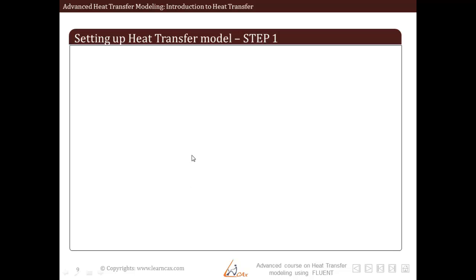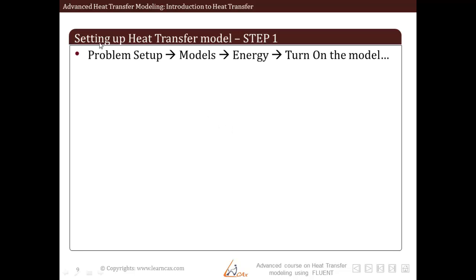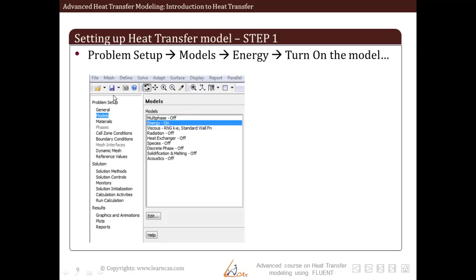Now, once we have established our base with respect to the energy equation and the theoretical and mathematical background of modeling heat transfer, let us see how we set up a simple heat transfer model in Fluent. What are the generalized steps involved in setting up a heat transfer model in Fluent? The first step is to go to problem setup, models, energy, and turn the energy equation on. This is the first step to model any type of heat transfer problem. For this, we go to models, go to energy equation, and turn it on by clicking here.